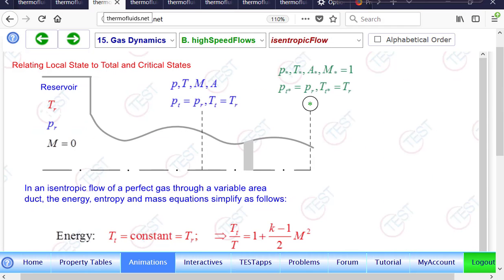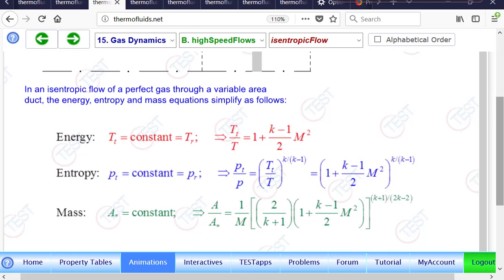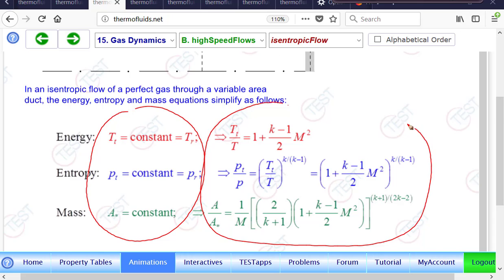Here is an example of how the equations simplify for an isentropic flow. Entropy remains constant, but in gas dynamics terms, it becomes total properties remaining constant, for instance. The energy equation becomes total temperature remains constant. The mass equation becomes critical area remains constant. So this will be our counterpart of the mass, energy, and entropy equations, which leads to these equations. These are called the gas dynamics isentropic equations, which, if you know the local Mach number, you can solve for local properties.